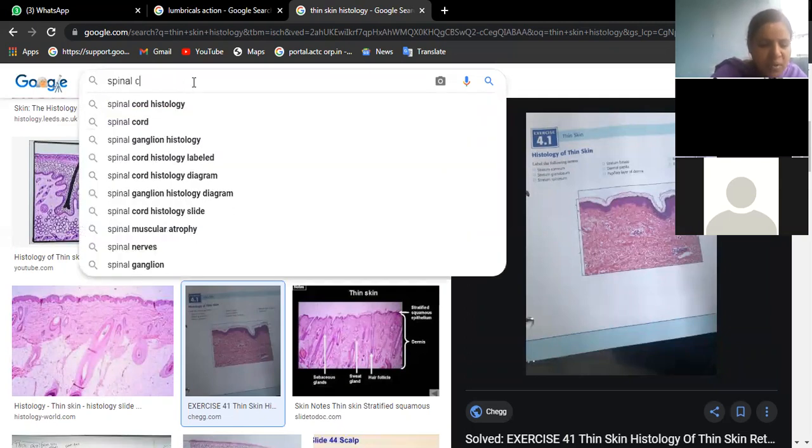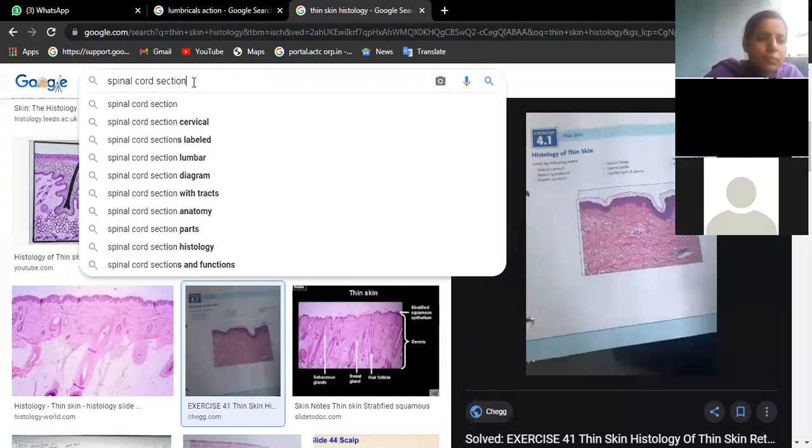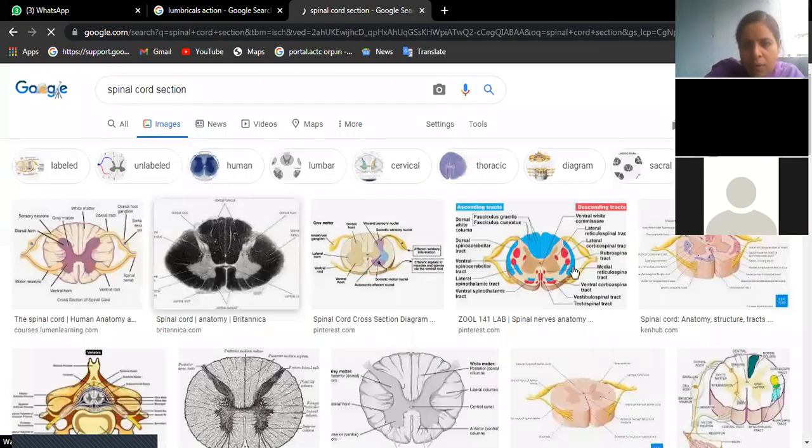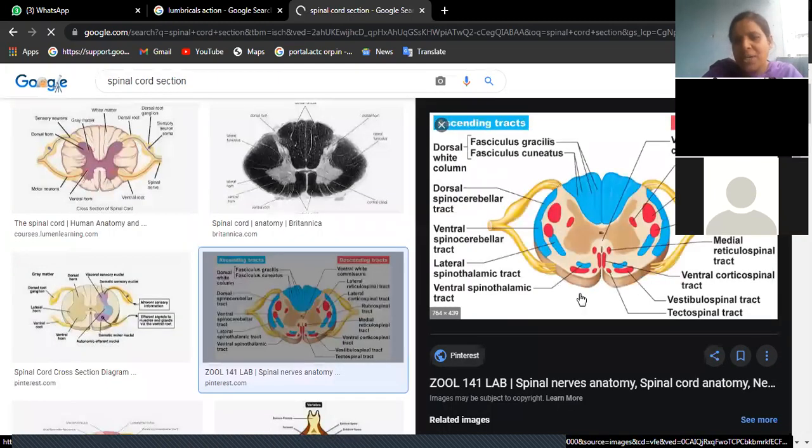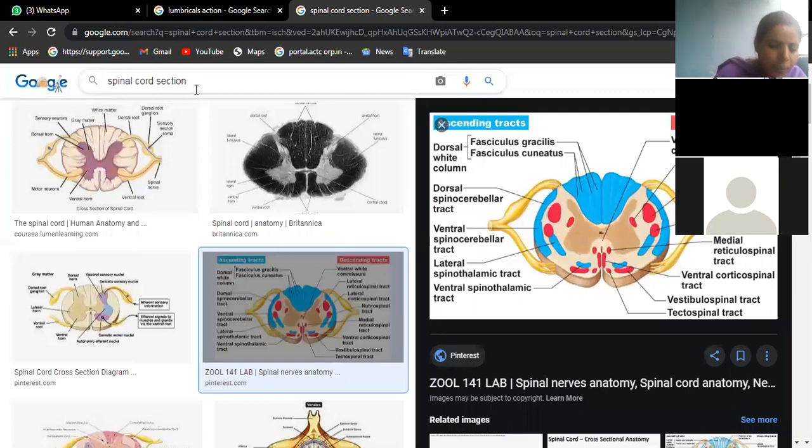This is a simple question of spinal cord. If a spinal cord section is asked, you better draw it like this. The outer area is white matter and the inner area is gray matter. It has anterior median fissure and posterior median sulcus. The gray matter is butterfly shaped. It has anterior horn and posterior horn. Then it has central canal. Then give the list of ascending tracts and descending tracts. And actually we have nuclei also. I'll show you the list of nuclei.